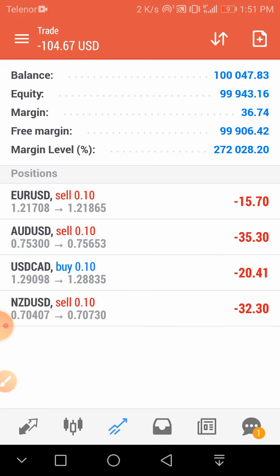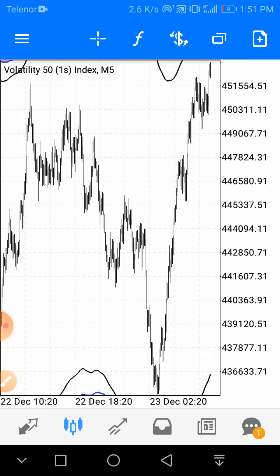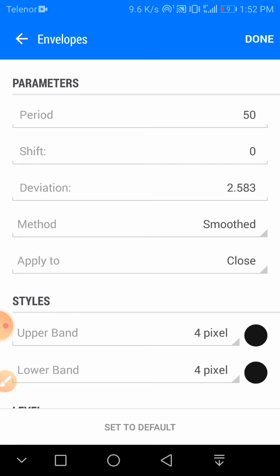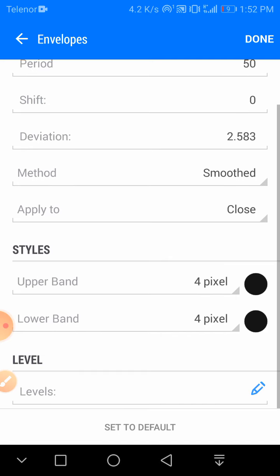Let's go to the indicator section. Okay guys, in the indicator section we'll see how this strategy actually works and how we are going to make profit using this strategy. First of all, I will show you the settings of the Envelopes. For the first Envelope, you need to choose the period 50, shift 0, and deviation 5.83. The method will be multiply to close, and pixel 4.